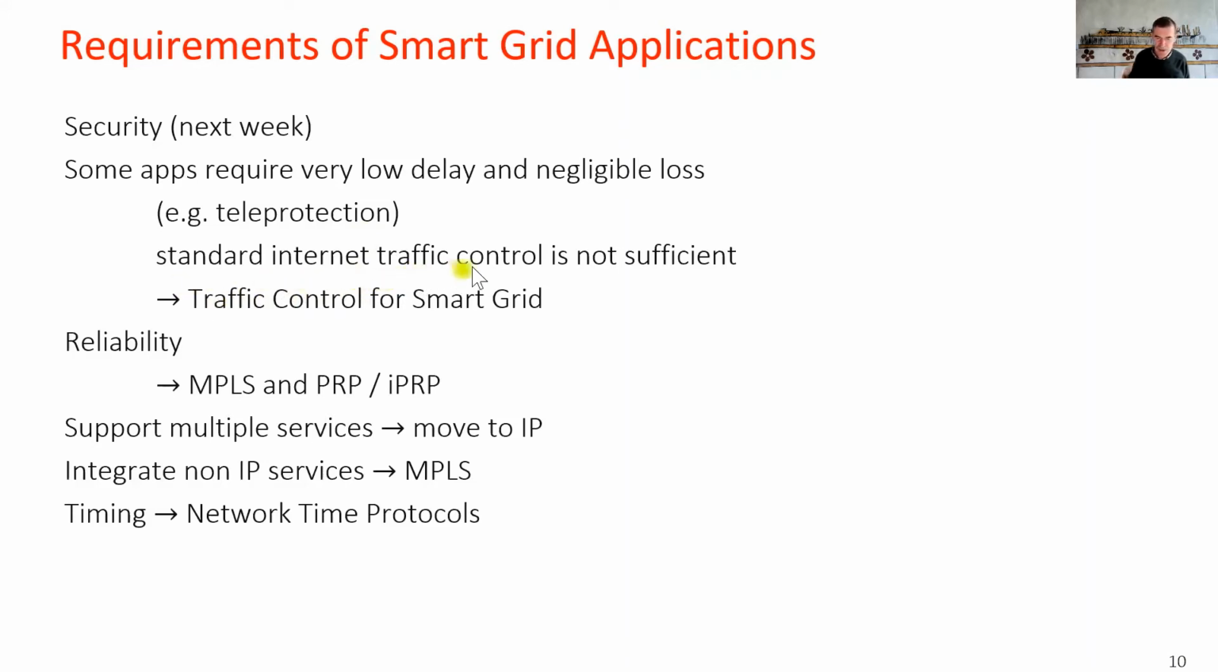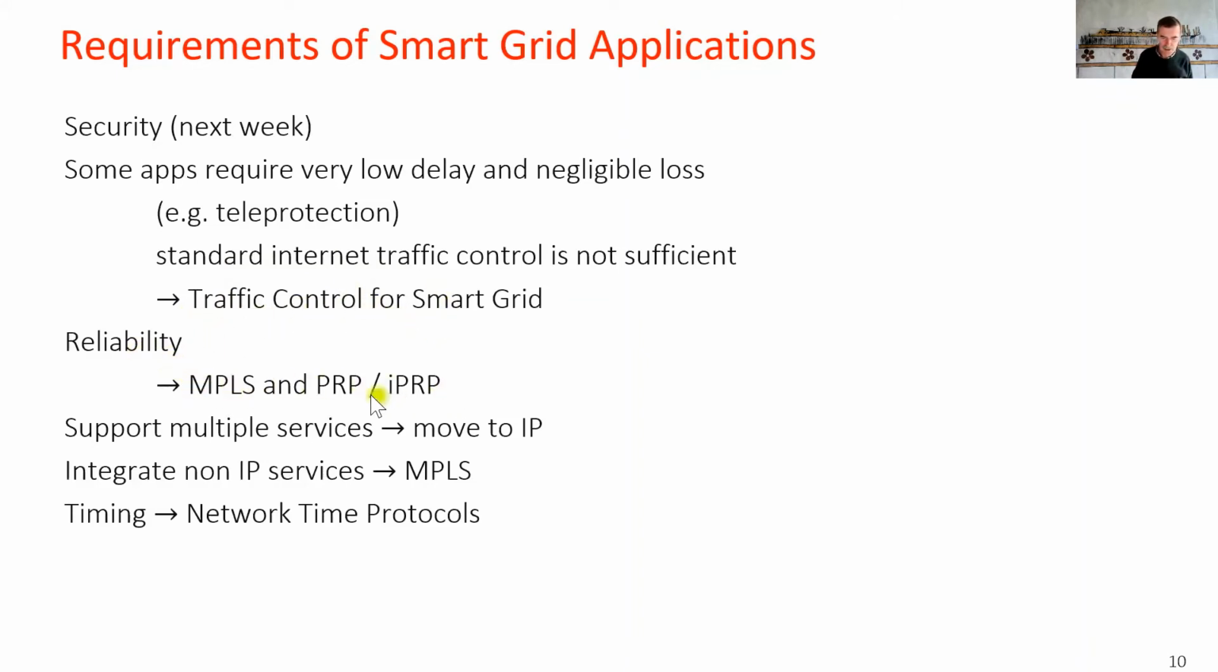So the standard internet traffic control, where if you remember, loss, together with ECN, is one of the signals that is used to control the rate at which sources are sending. So this will not work in the context of smart grids. So we will need to discuss how traffic control is done. It's done in a different way.